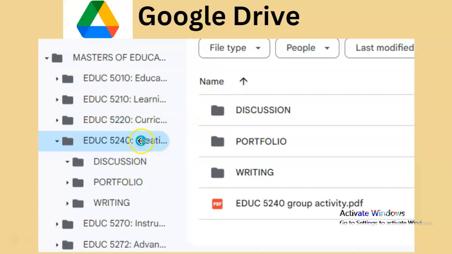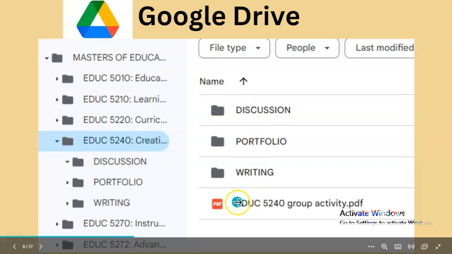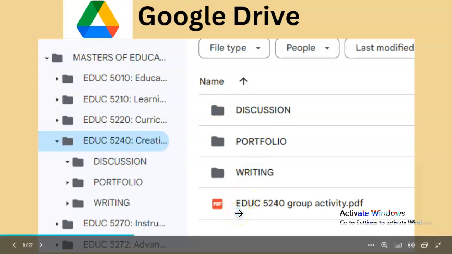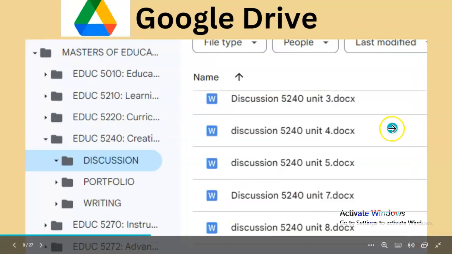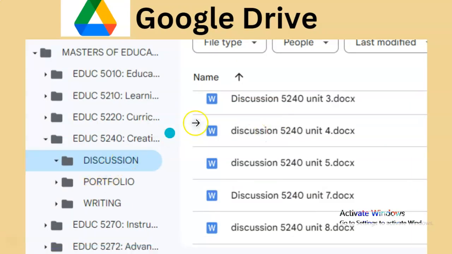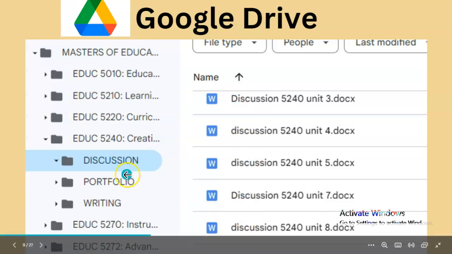In each of these course folders is the discussion, portfolio, writing assignment, and of course the group activity I did with my other peers. Opening the discussion folder, for example, you have all the assignments I did for discussion from Unit 1 to Unit 8. Same goes for the portfolio and the writing assignment.